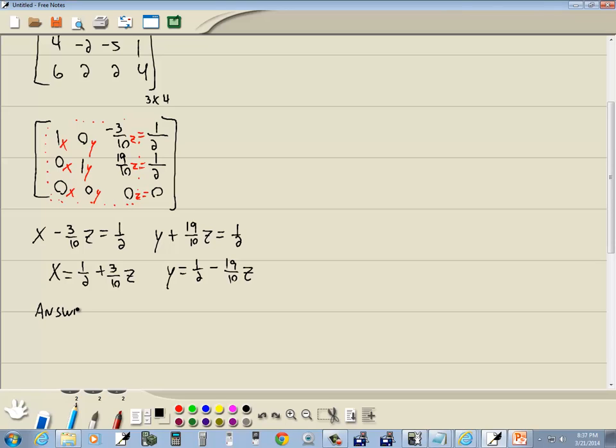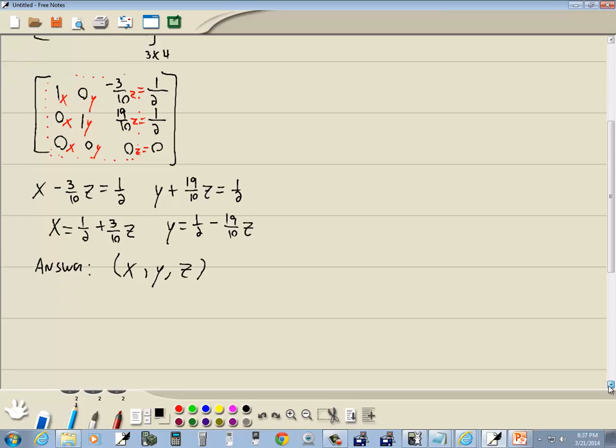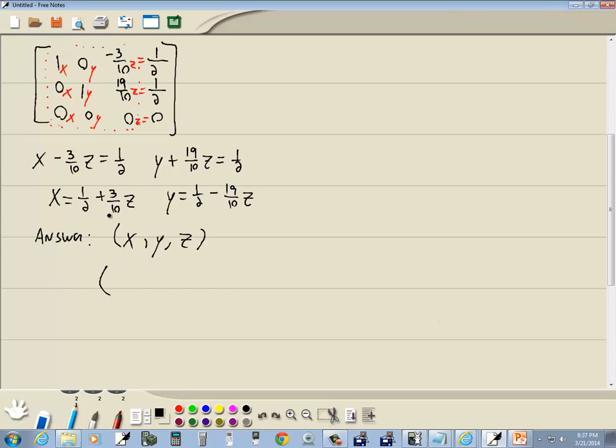Typically, our answer is of the form x, y, z. Well, we know what x is, we just found it. So this is x, so we'll put in 1/2 plus 3/10 z, comma, y, well, we just found that, that's 1/2 minus 19/10 z, and our last one is just z.